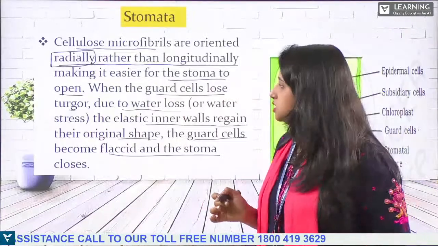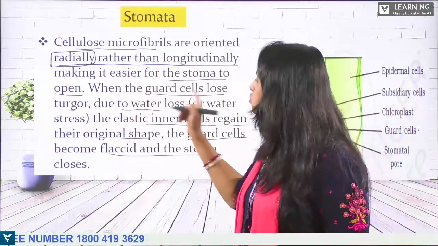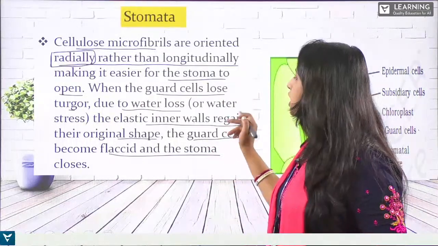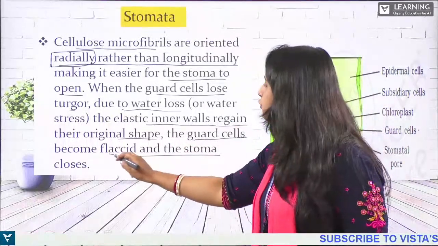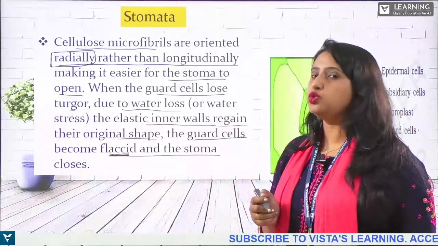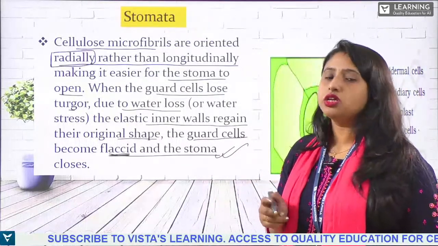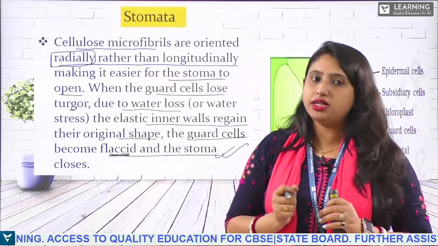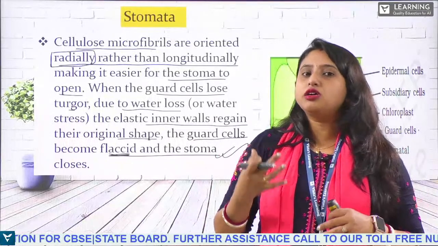Clear? Next, so when the guard cells lose turgor due to water loss, what happens? The elastic inner walls regain the original shape, right? Clear this one? The guard cells become flaccid. Flaccid means loose, okay? And the stoma closes. So this is how the opening and the closing of the stomata takes place, okay? How does the closing of the stomata take place? It is because of what?